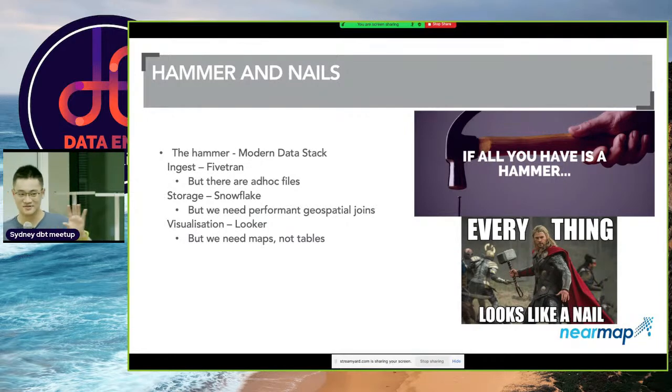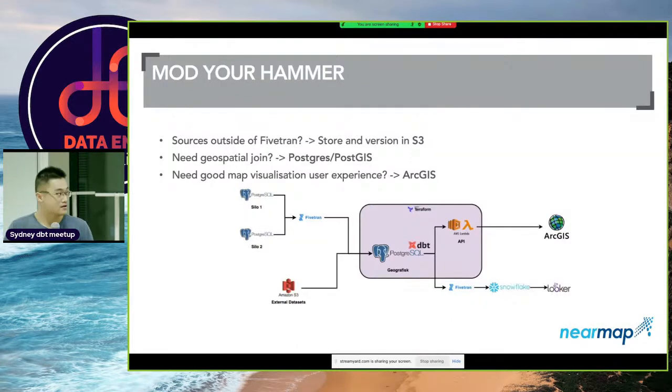We sometimes think, as I said just now, that a lot of problems are actually data analytics problems, but you know what, we have to be flexible with our tooling as well. So what do we do? We mod the hammer, right? If we have sources outside of Fivetran that are very big, okay, we build a pipeline from S3. We need geospatial joins, we pick the best in class. We pick Postgres, where there's Postgres support for that. We need good map visualization, user experience.